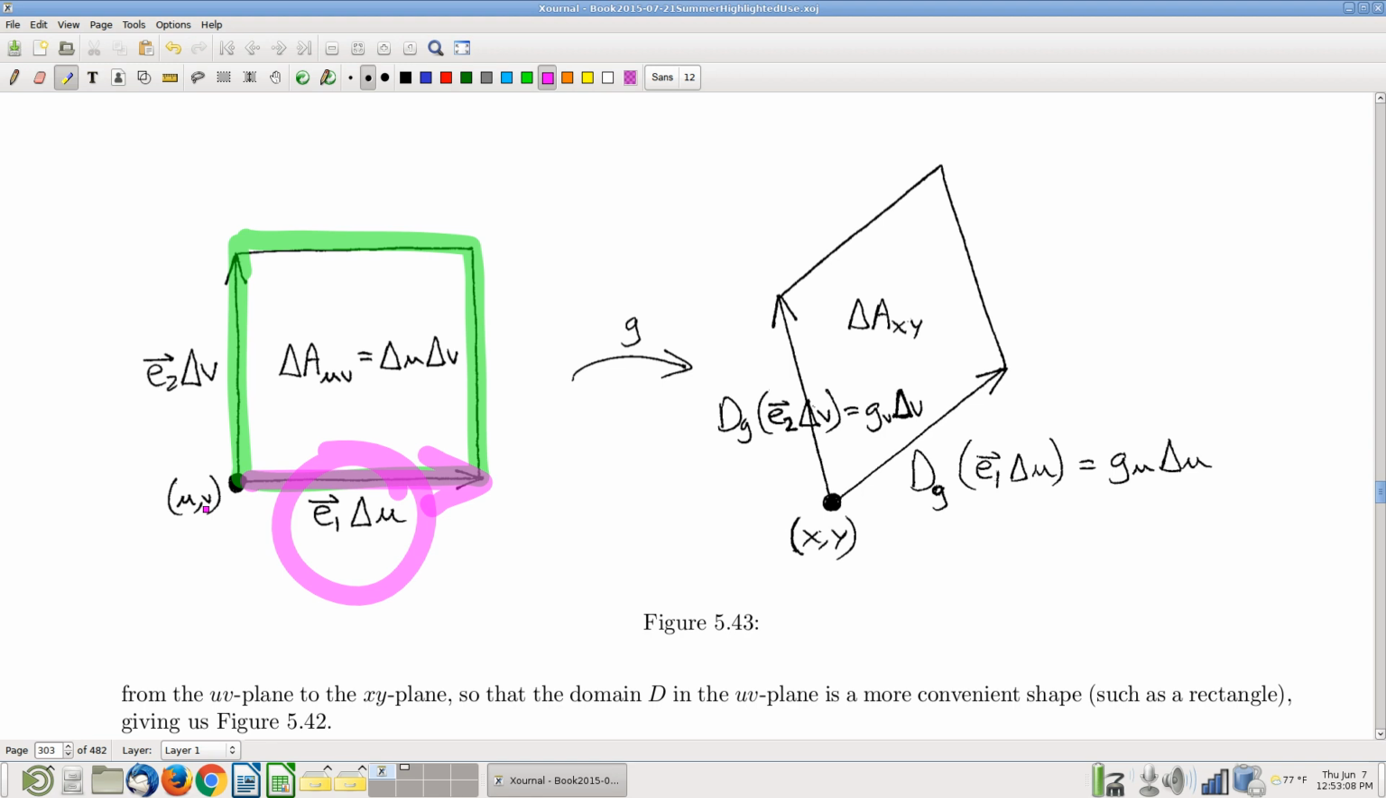Okay, so apply the derivative transformation to it. We have this g function. Apply the derivative transformation, and out comes the image vector. And there's a little bit of algebra to do here. There's this scalar factor of delta u that factors out. And then you see we have the derivative transformation applied to a standard basis vector. That's a unit directional derivative. It's a partial derivative. It's the partial derivative of g with respect to u.